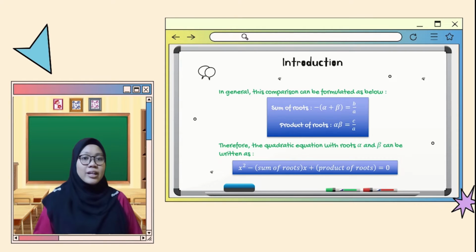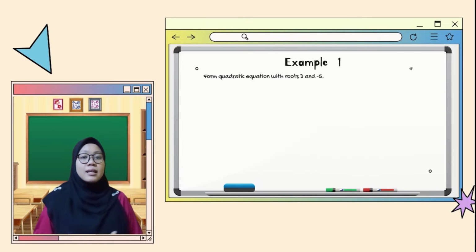Now, let's try a few examples. This is the first example. To solve this, first, from the question, we are given the roots alpha equals 3 and beta equals -5.